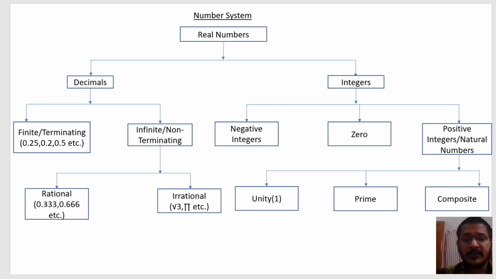Within these positive or natural numbers, we have unity, prime and composite numbers. Unity is obviously 1. Prime numbers are those which are larger than unity and have no divisors except itself and unity. The opposite of prime numbers is composite. The one which has at least one more divisor other than itself and unity is a composite number. So these are the subdivisions of positive or natural numbers: unity, prime and composite.